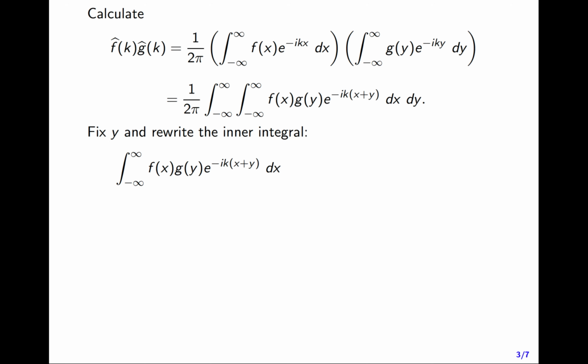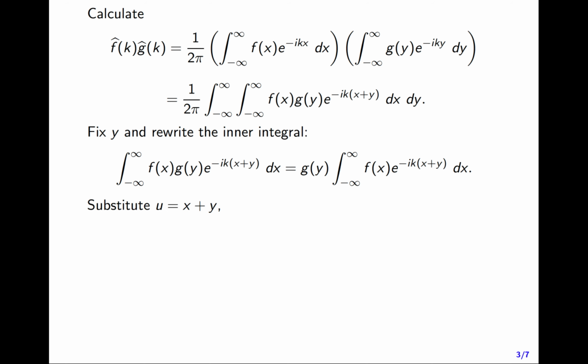So I'm going to fix my variable y. I'm going to fool around a little with the inner integral. So with y fixed, I have the integral from minus infinity to infinity f of x times g of y times e to the minus ik x plus y dx. I'll pull out the g of y, and this gives me the integral from minus infinity to infinity f of x e to the minus ik x plus y. And you'll notice that I'm keeping the y part of the exponential inside the integral. I'm not pulling that out too.